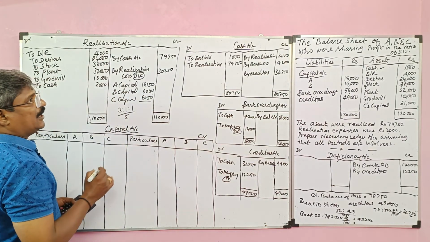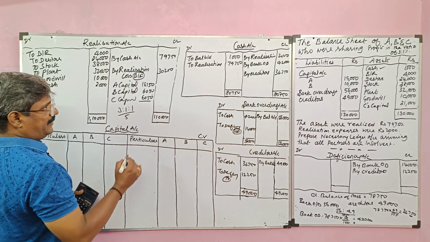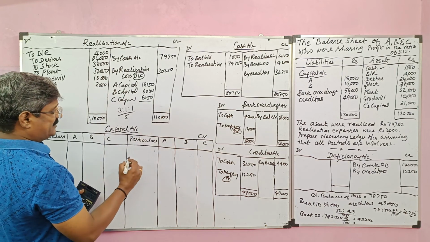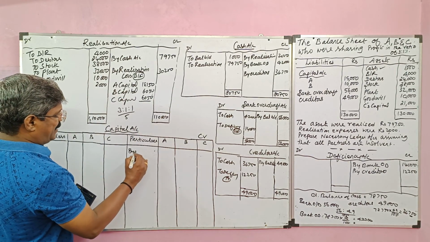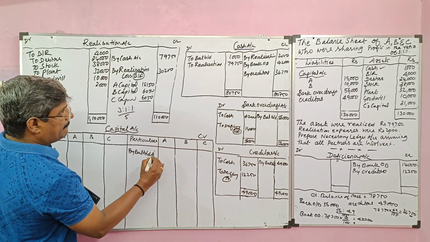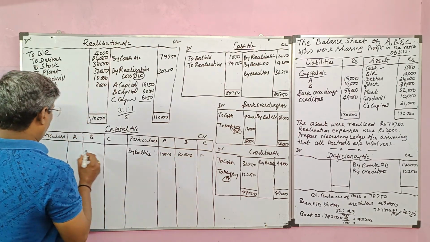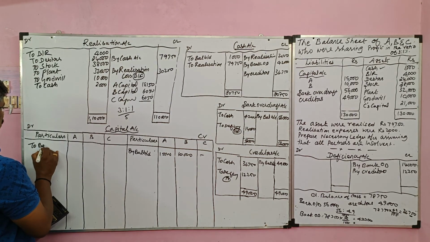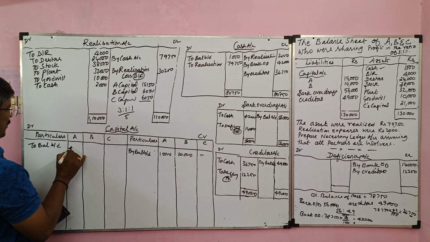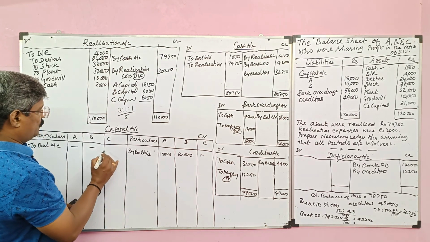Now we have to prepare the capital accounts of the partners. First we take the opening capitals. A and B's capital are recorded on the liability side, so on the credit side we write by balance b/d 15,000 and 10,000. C's capital is recorded on the asset side, so it will be recorded on the debit side of the capital account as to balance b/d, value 21,000.